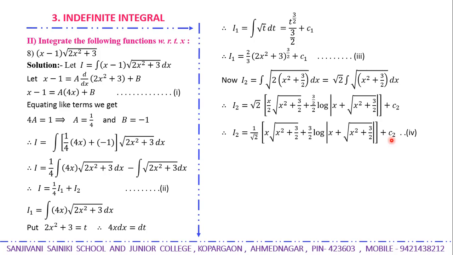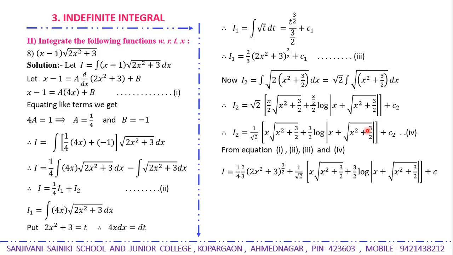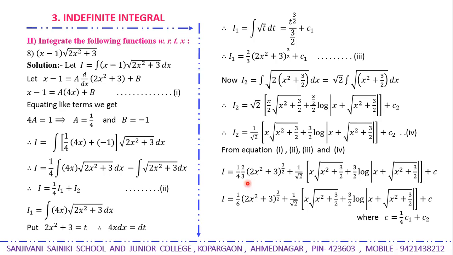Okay, so using these integrals in equation number 2, we get 1 upon 6 in brackets 2x square plus 3 raised to 3 by 2, plus 1 upon root 2 times x root x square plus 3 by 2, plus 3 by 2 log of modulus of x plus root x square plus 3 by 2, plus c, where c is equal to 1 upon 4 times c1 plus c2.